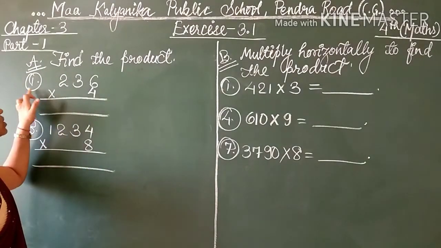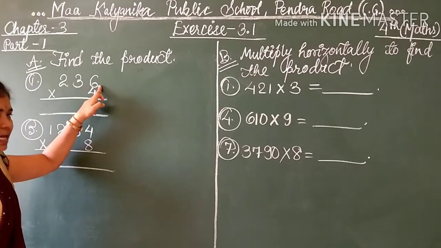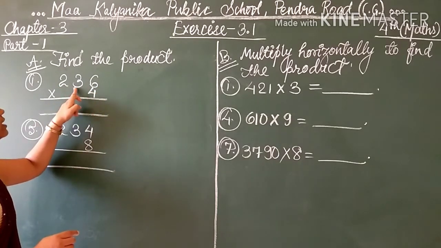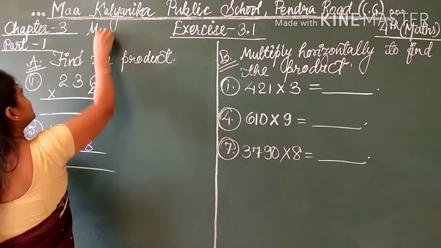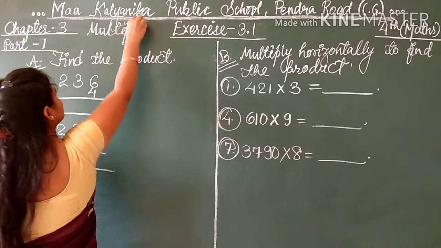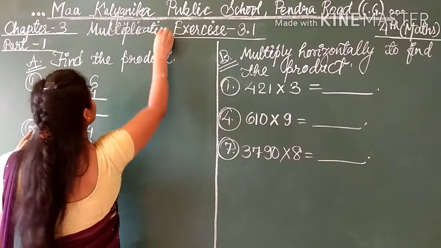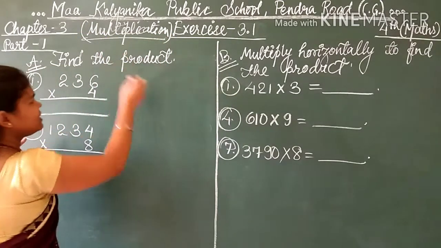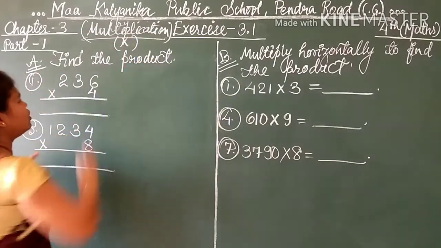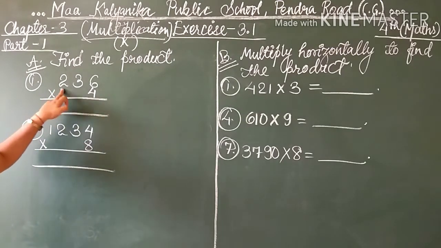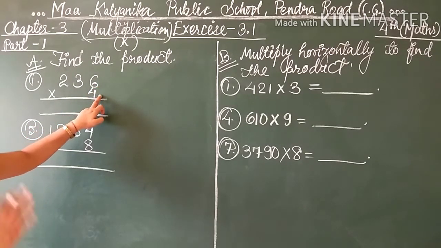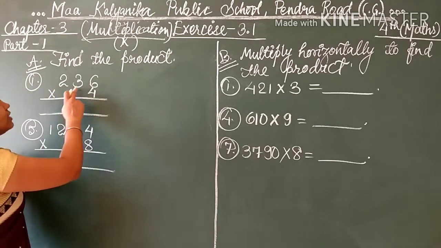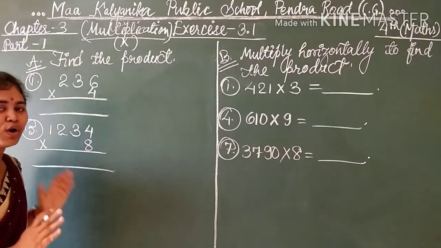Okay, so see students, the question is 236 multiplied by 4. This is the multiplication sign. Here I am writing the name of the chapter, multiplication. The symbol used here is like this. You have to write 4 just below 6, because 6 is the ones place. So you have to write like this. Remember.